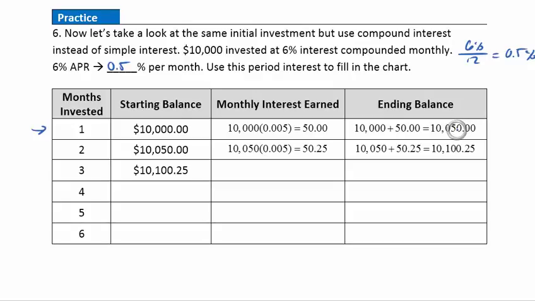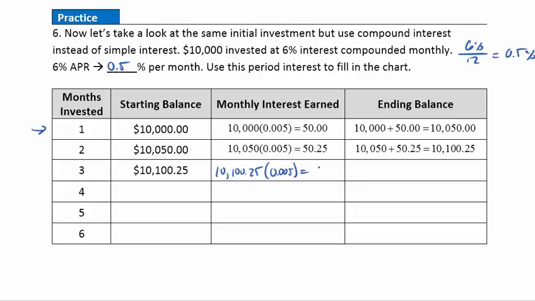The difference with compound interest now is that we are going to earn interest on $10,050, not just the $10,000 anymore. So $10,050 times this 0.5% now gives us $50.25 in the second month. So now our overall balance is $10,100.25. When we come to the next one now, we're going to take $10,100.25 and earn interest on that amount.